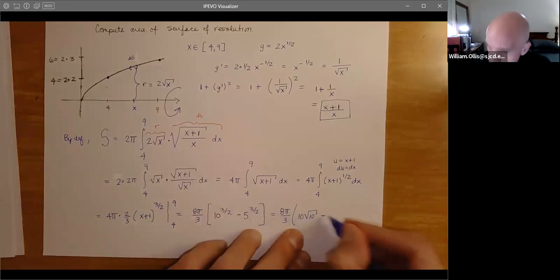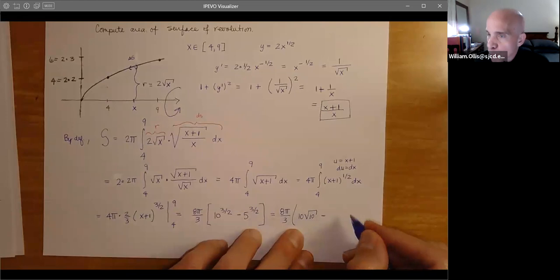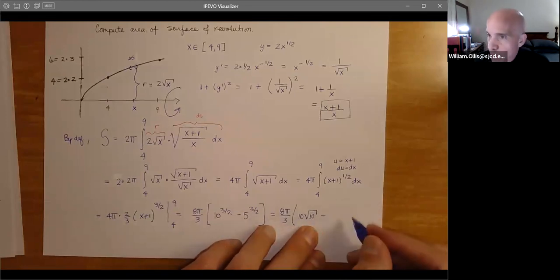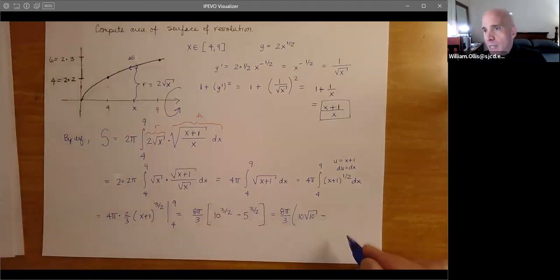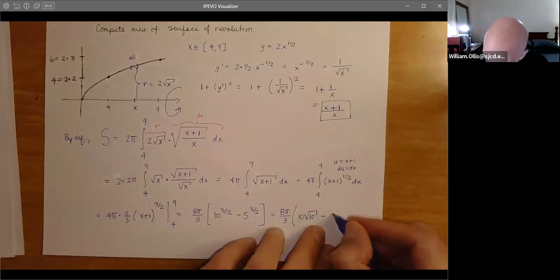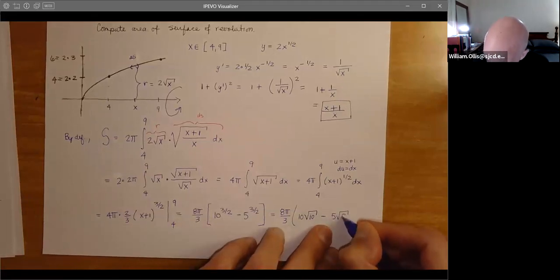This calculation occurs a lot in Calculus 3 too, when you're doing these types of calculations, because the surface area, or the area of a surface of revolution, will pass on into Calculus 3, and then you'll do parameterizations of surfaces and things, and all of this will just come full circle. And then we have 5 root 5.